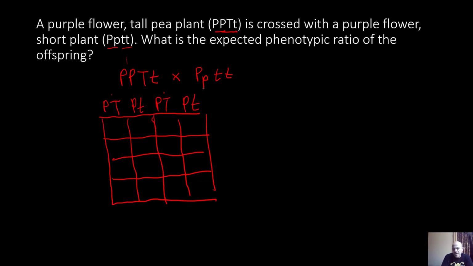So here's the second parent. So if we do the first, that would be big P, little t. If we do the outers, that would be again big P, little t.